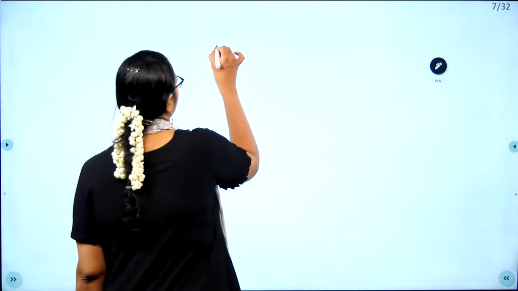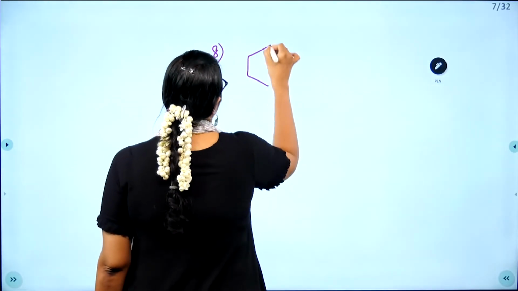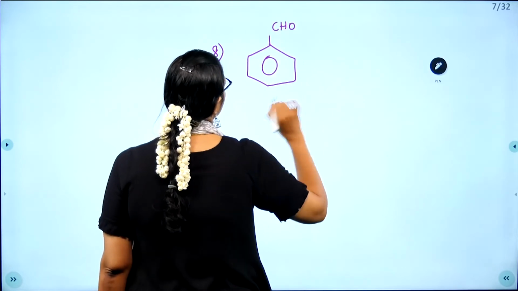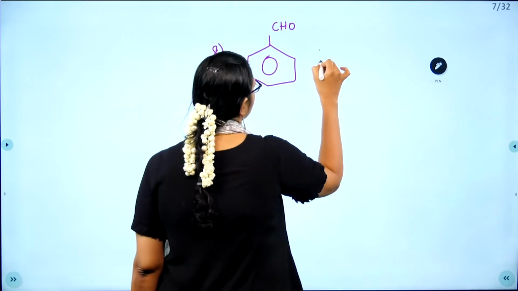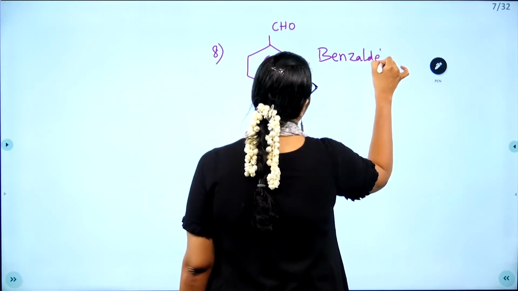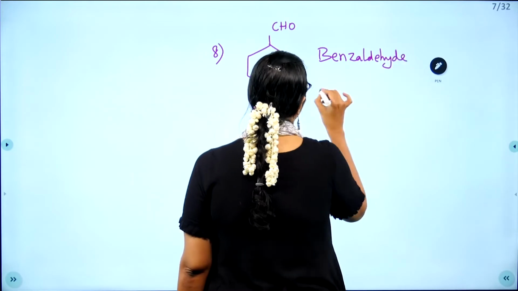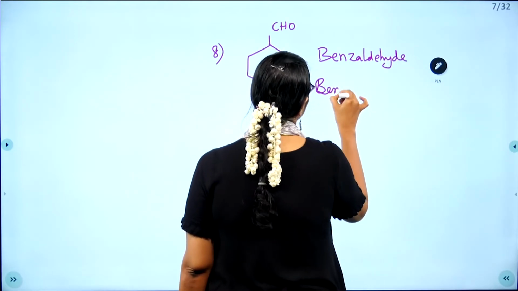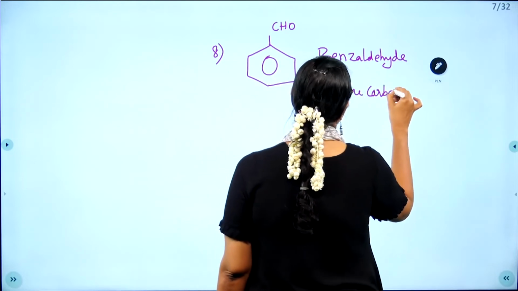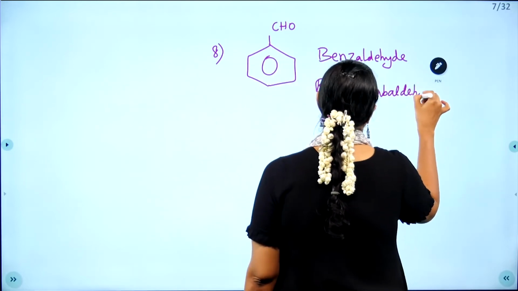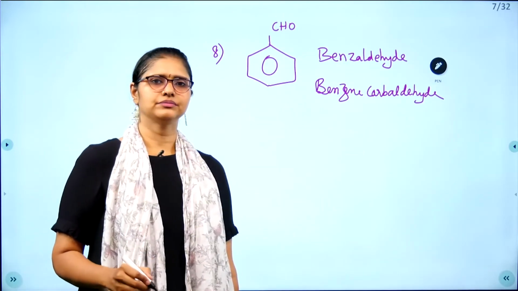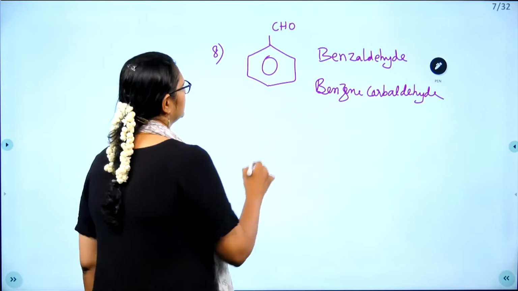Next. Benzene ring with CHO. Benzaldehyde is the common name, okay? Benzaldehyde is the common name. So what is the IUPAC name? Name it separately: benzene carbaldehyde. Benzene carbaldehyde.